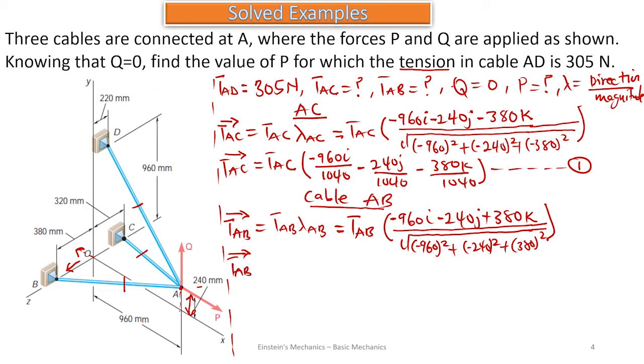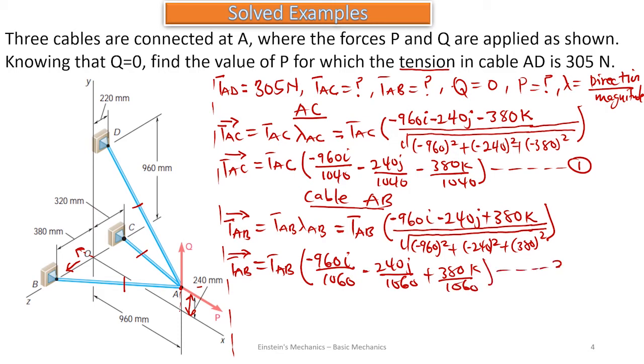TAB, that is going to be tension in AB multiplying. When you punch everything here, you're going to get 1060. So this is going to be negative 960I on 1060 minus 240J on 1060 plus 380K on 1060 as our equation 2. This is for cable AB.